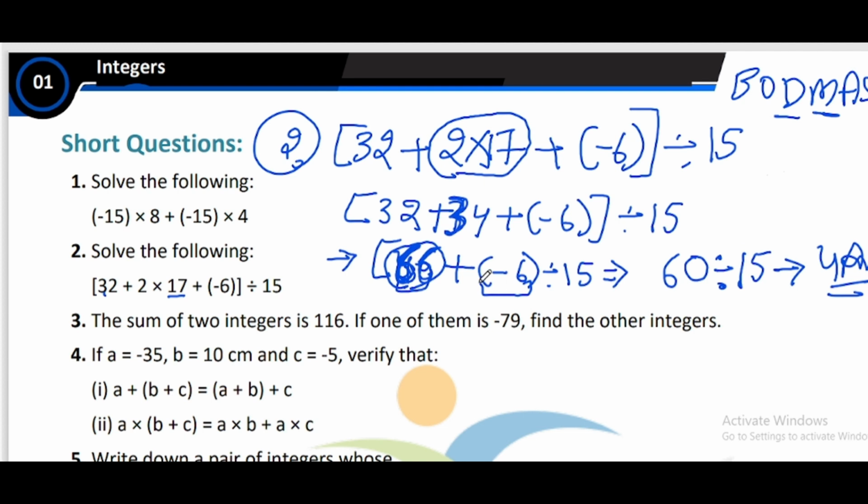Let's see how we solve. First we solve the bracket. 32 add with 2 into 17 add with minus 6 divided by 15. Let's see. 32 plus 2 into 17, that is 34, add with minus 6. Then we add 32 plus 34, that is 66, add with minus 6. Then we solve the bracket. 66 add with minus 6, both have opposite signs. Then we subtract 66 minus 6, that is 60, divided by 15, that is 4, is the right answer.